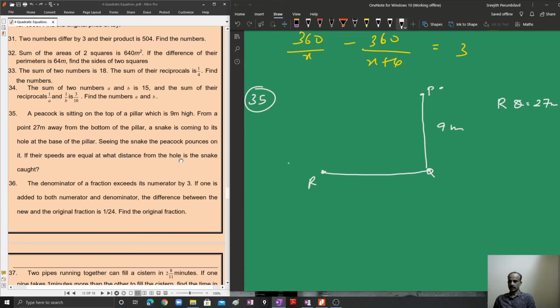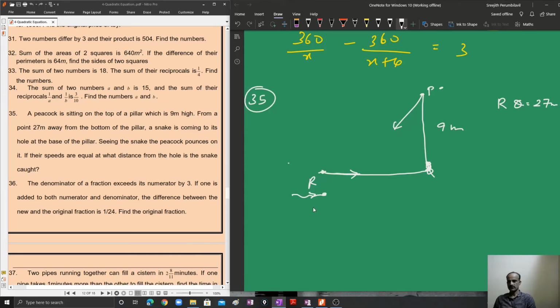A snake is coming to its hole, which is at the base of the pillar. So there is a hole in the base of the pillar, and the snake is coming from this side. Seeing the snake, the peacock pounces from there. If their speeds are equal, this speed and this speed are equal.